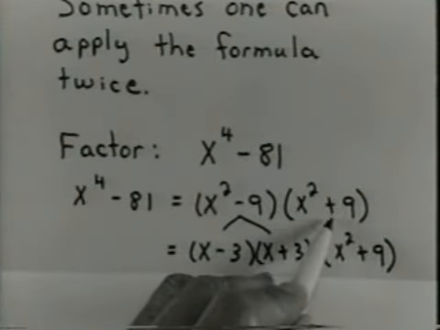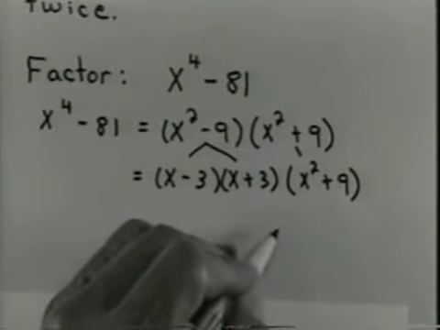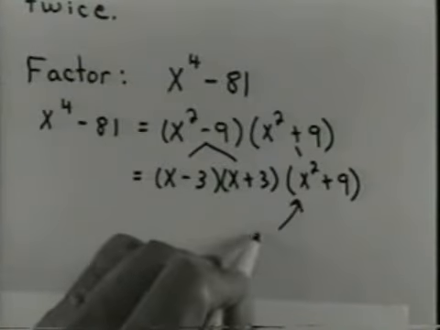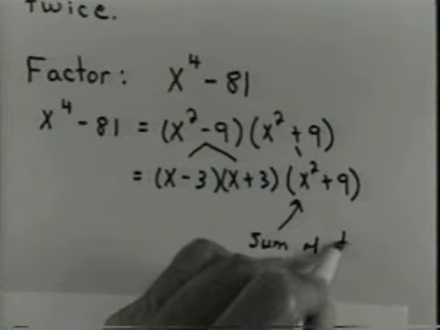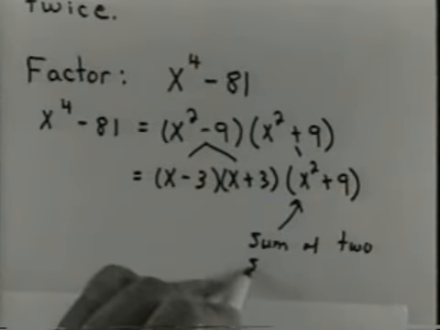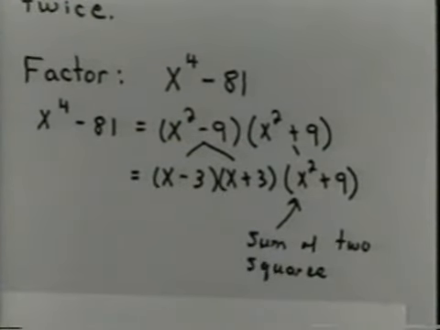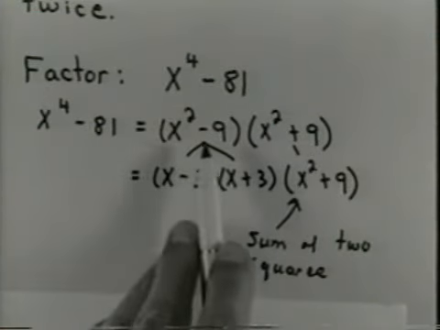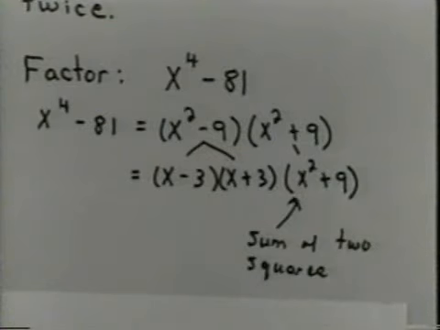Now x squared plus 9 cannot be factored, because that is the sum of two squares. One cannot factor the sum of two squares. One can factor the difference of two squares. One cannot factor the sum of two squares.